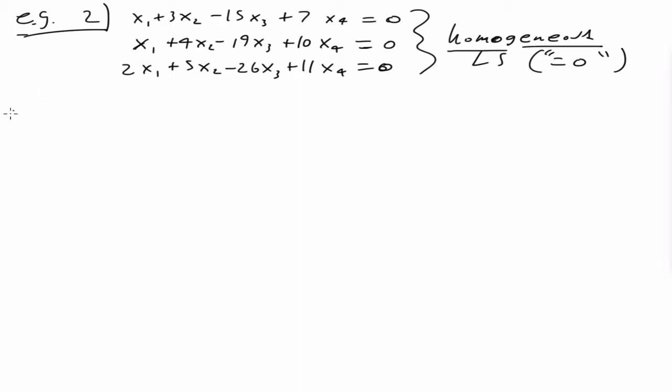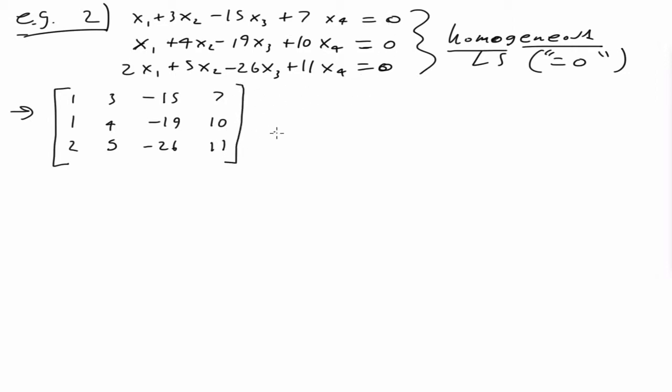But for now, let's just write it as our matrix. The first column will be the x1 column, 1, 1, 2. The x2 column will be 3, 4, 5. Negative 15, negative 19, and negative 26 will be the x3 column. The x4 column will be 7, 10, 11. And again, I don't need to write those zeros over there. We've got it from here. All right, so let's reduce this using Gaussian elimination to reduced row echelon form.